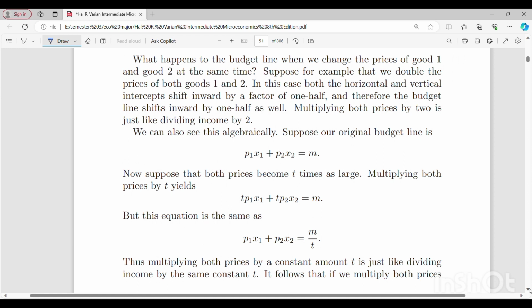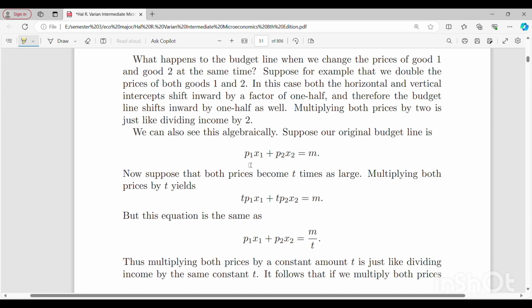Next is what happens to the budget line when we change the prices of good 1 and good 2 at the same time. Okay. Suppose, for example, we double the prices of both good 1 and good 2. In this case, both the horizontal and vertical intercepts shift inward by a factor of 1/2. Therefore, the budget line shifts inward by 1/2 as well. Multiplying both prices by 2 is just like dividing income by 2.